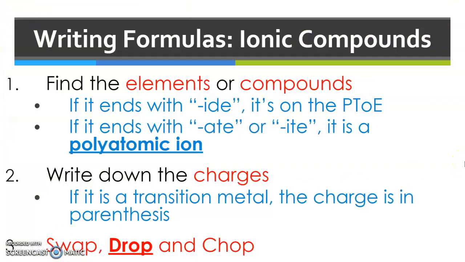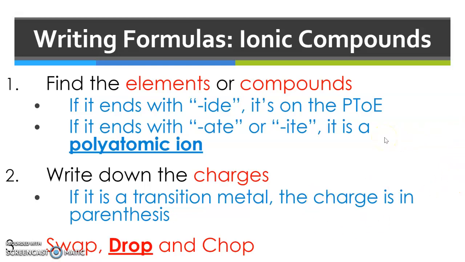So how do we do this? Number one, you have to find the element or the compound. If it ends in "ide," it's on the periodic table of elements, and if it ends with "ate" or "ite," it's a polyatomic ion. We're not worrying about polyatomics today. We'll do those a little bit later. So actually, we're not even going to worry about the compound itself because I'm going to give you guys the actual elements today, and we'll talk more about naming and then polyatomics tomorrow and a little bit later on.